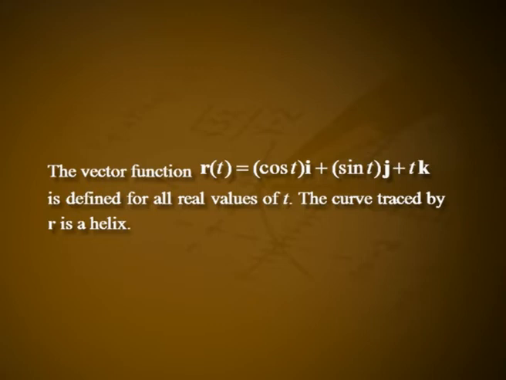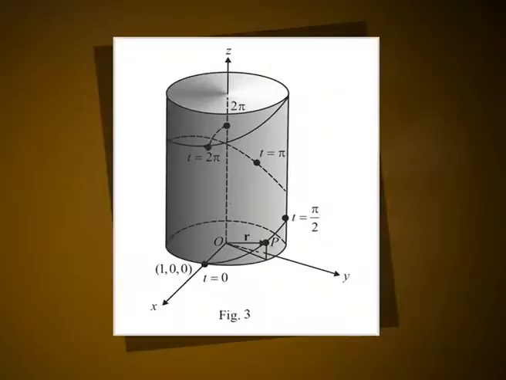The curve traced by r is a helix, from the old Greek word for spiral, that winds around the circular cylinder x² + y² = 1. This can be seen in figure 3.